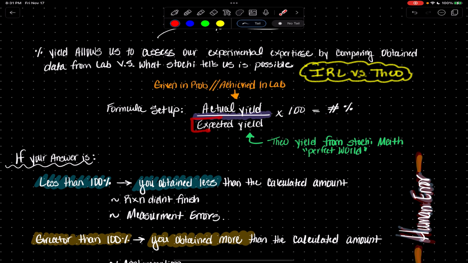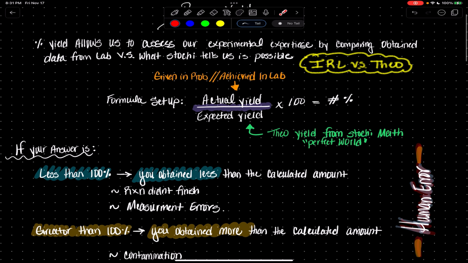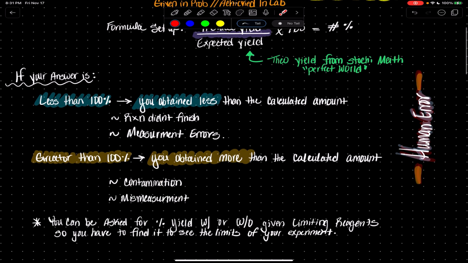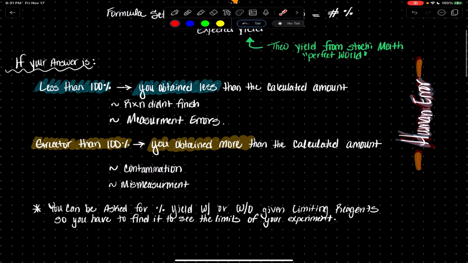And that expected yield is your theoretical yield you get from your math. And the actual yield is what you actually scoop up in lab. Any and all variations of percent yield follow that exact same layout. So it's just one process to start to familiarize yourself with. But when we're talking about percent yield, you're addressing your error in a way.